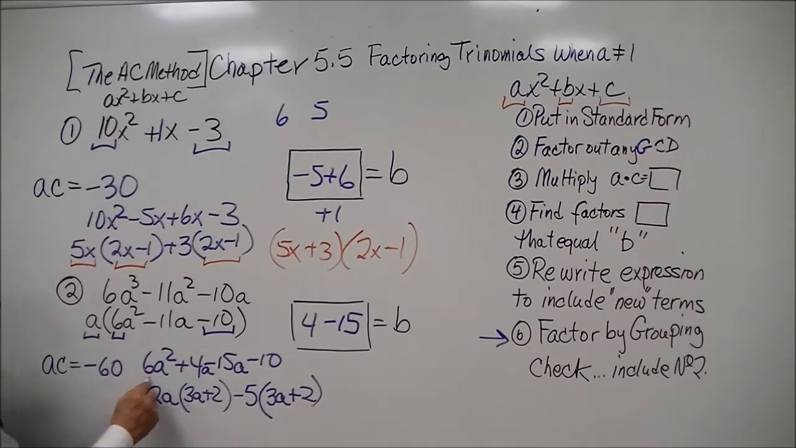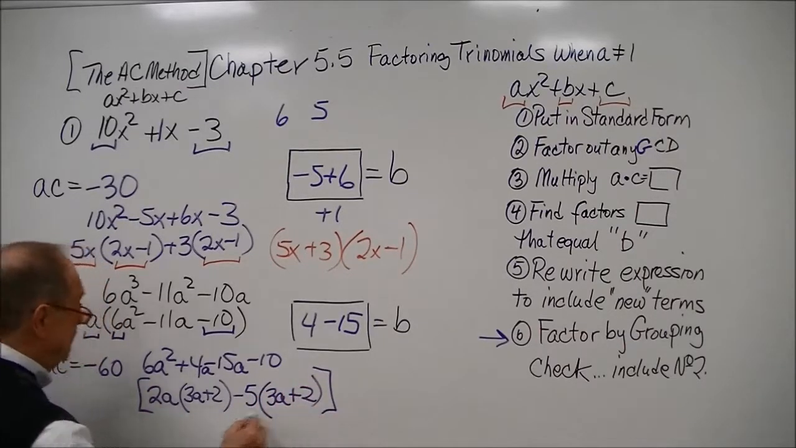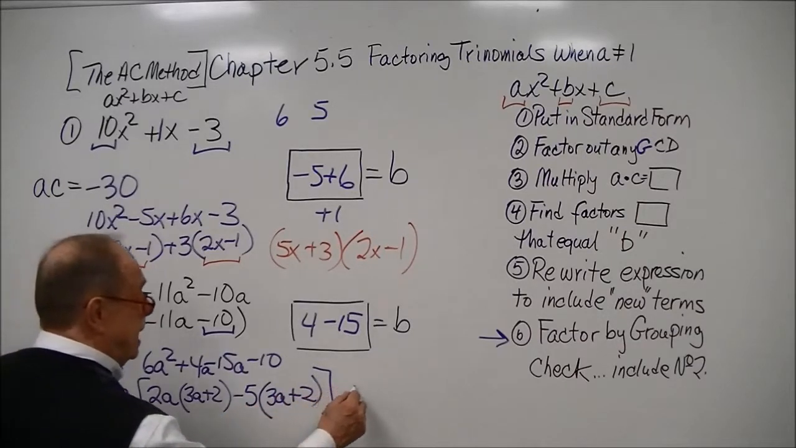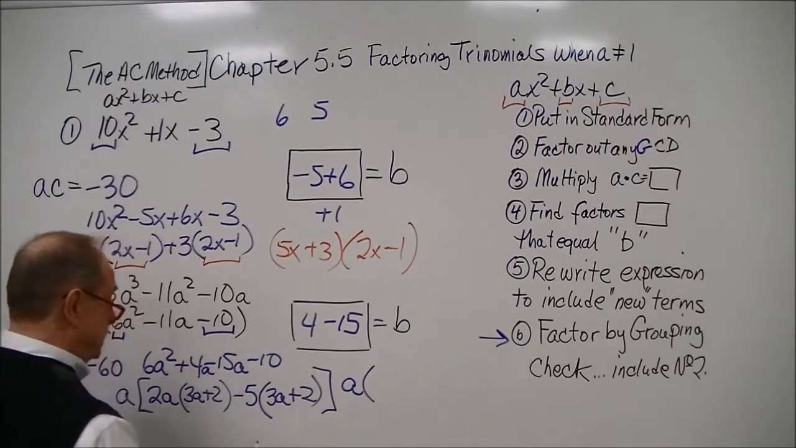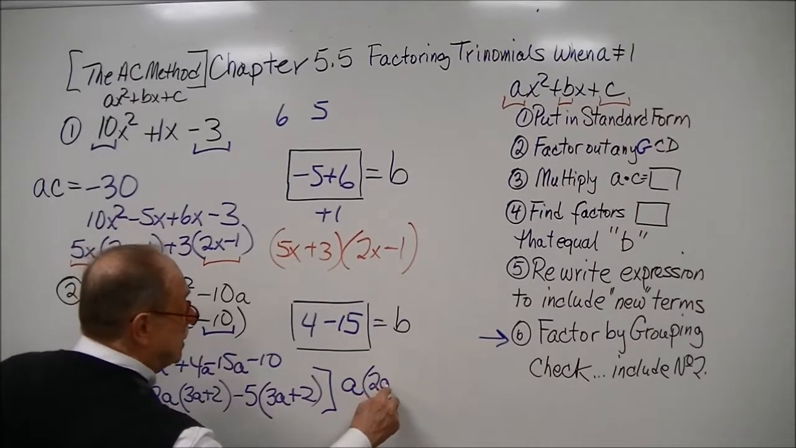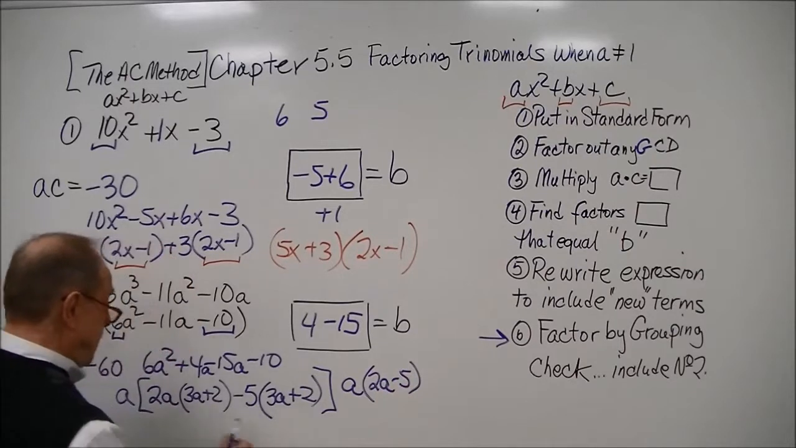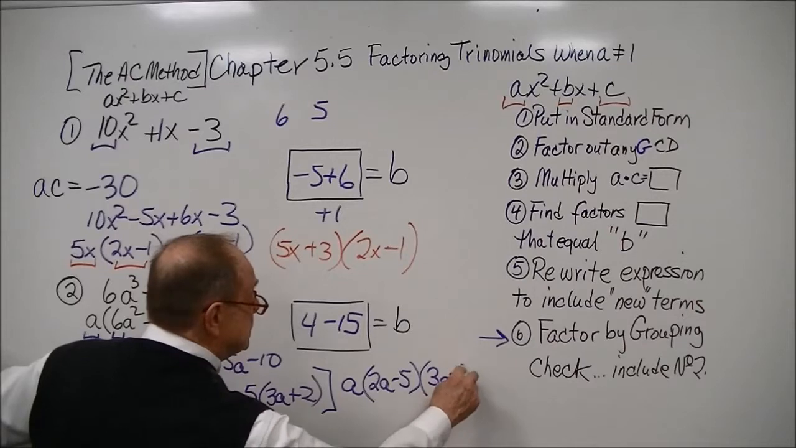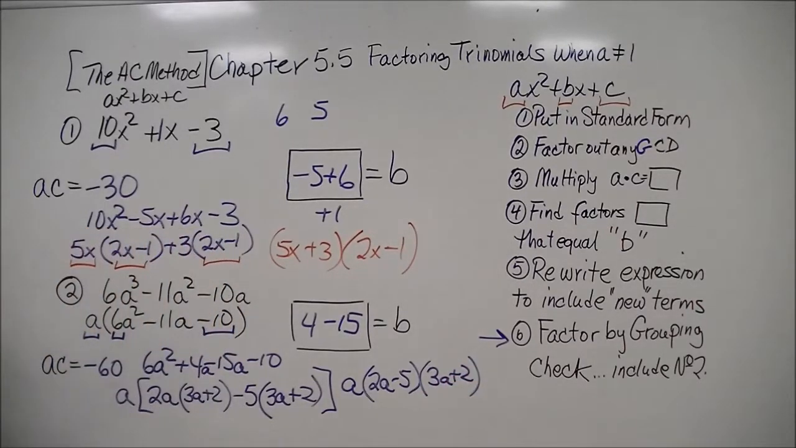Now remember, and it might be a good technique to do it this way, put your a that you factored out originally right there. And now what do you get? Well, we're going to get an a, parenthesis, and I can put my 2a minus 5 first. And then I have one of these, 3a plus 2. And that's the factorization of that using the AC method.